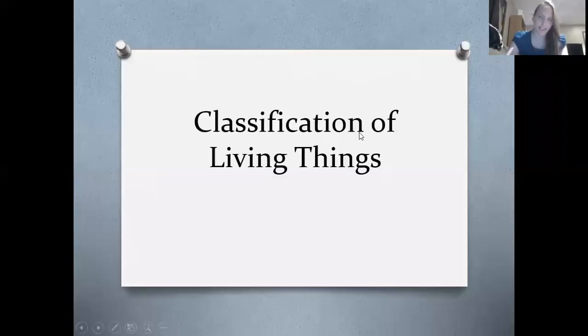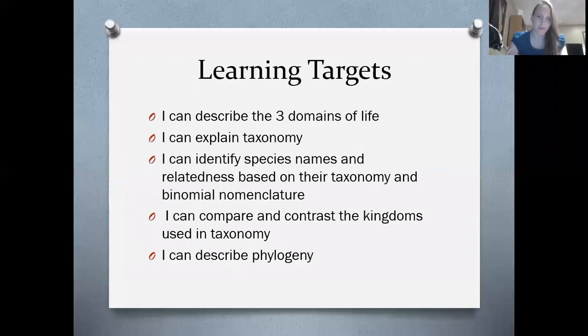Hey guys, so today we're going to be starting the second chapter of the second unit, which is all about evolution. Today we're going to go over the different ways that we classify different living organisms. So when we're talking about the classification of living things, what we're really talking about is how we organize all of the different life on Earth into different categories.